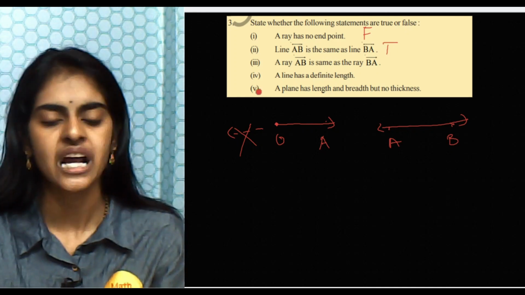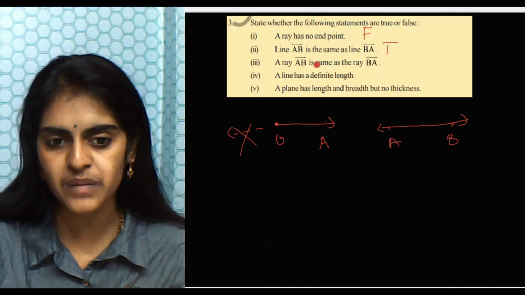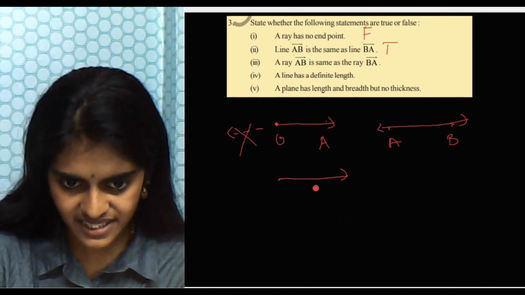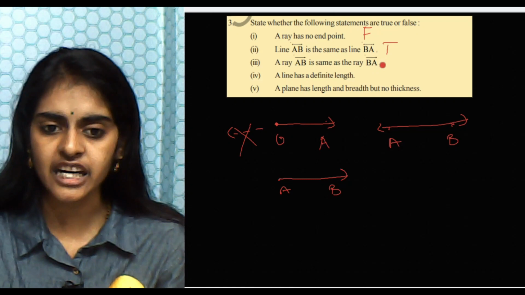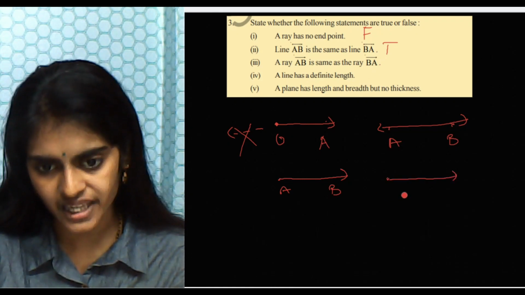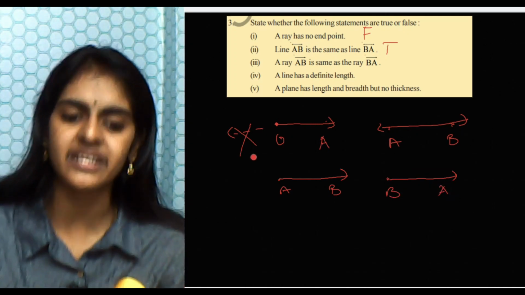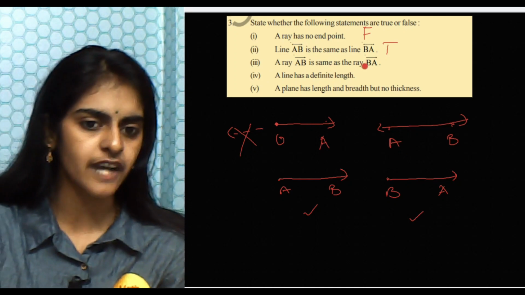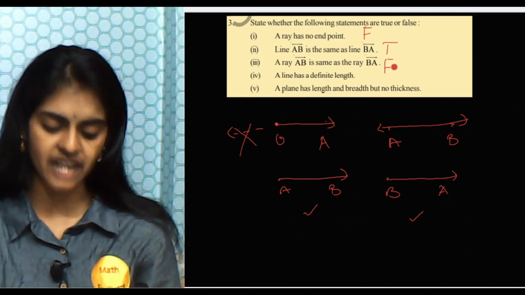So this is true. Ray AB same as ray BA. Now ray AB, see, AB means it is starting at A and it is moving in this direction. This is A, this is B. Now, what is the meaning of ray BA? Ray BA means it is starting at B and is moving in A direction. So there is a difference between ray AB and ray BA. So ray AB cannot be the same as ray BA. So this is false. Understood?